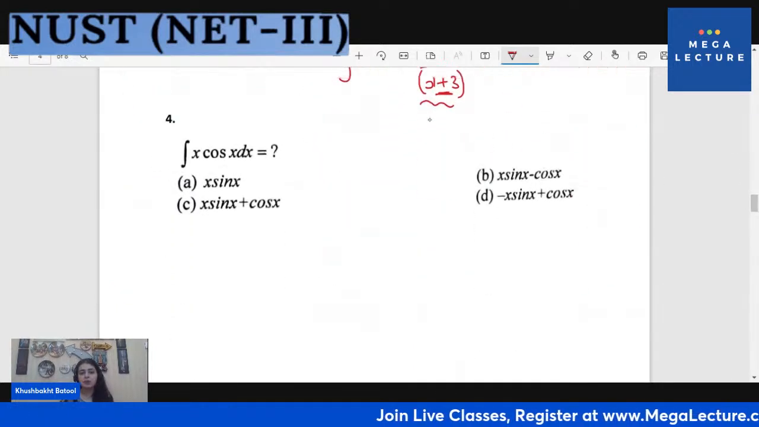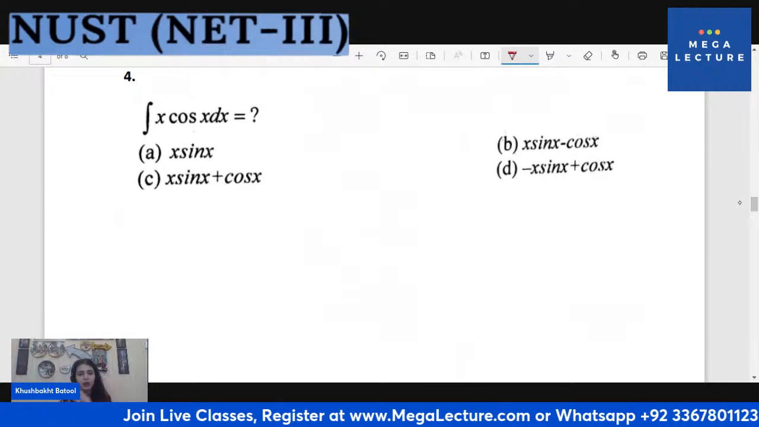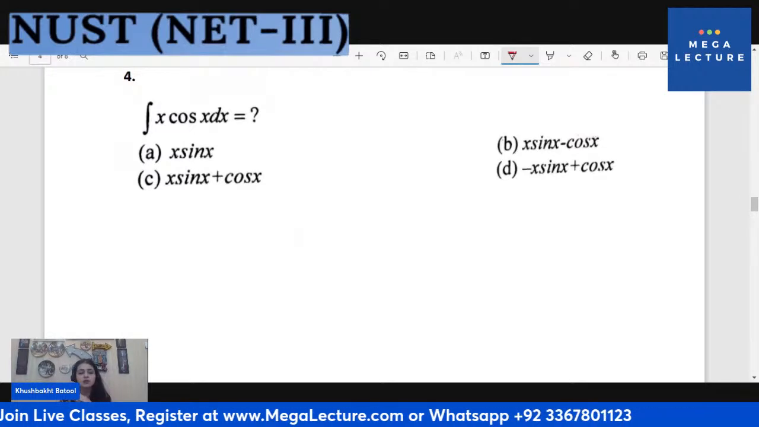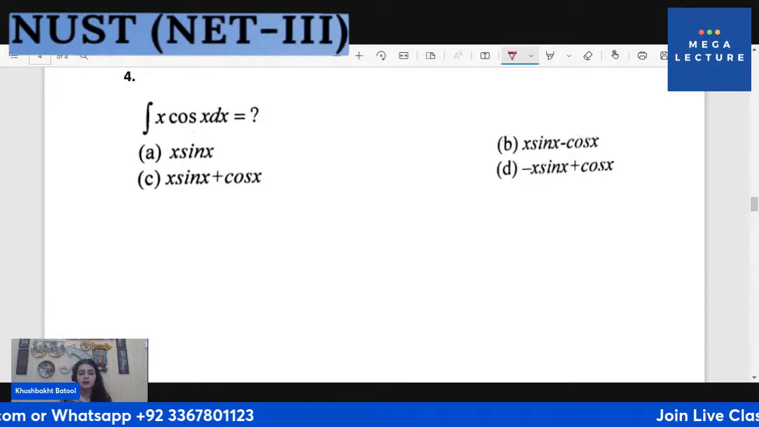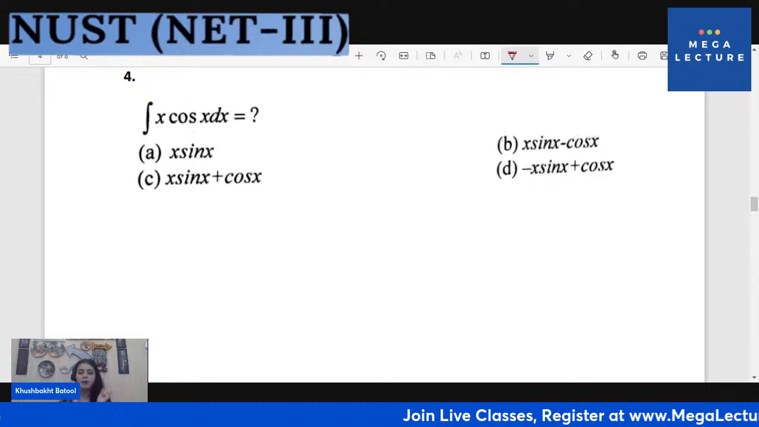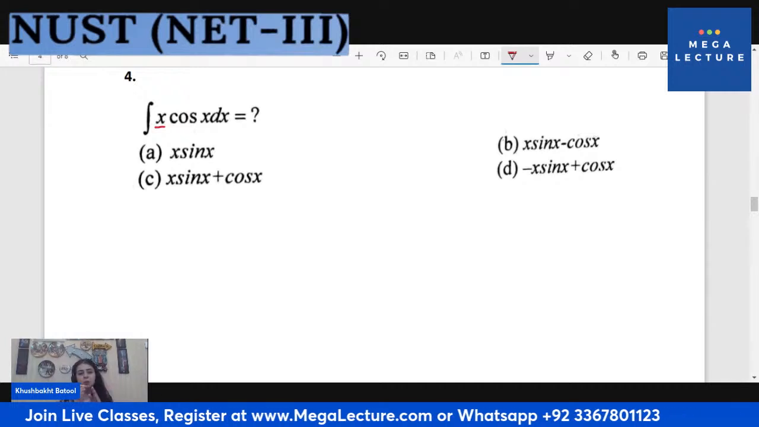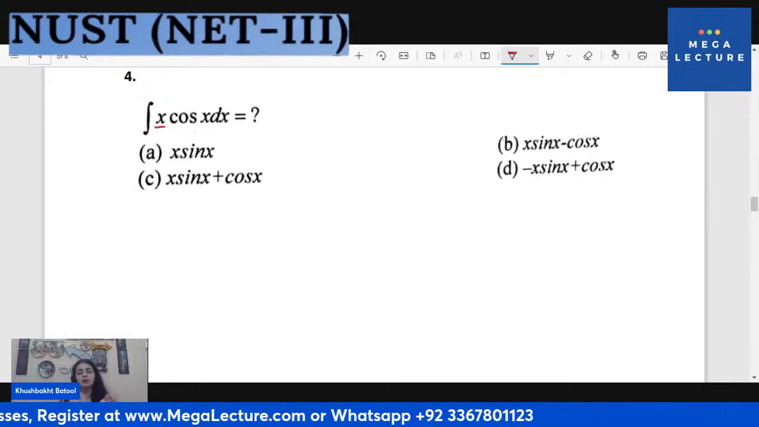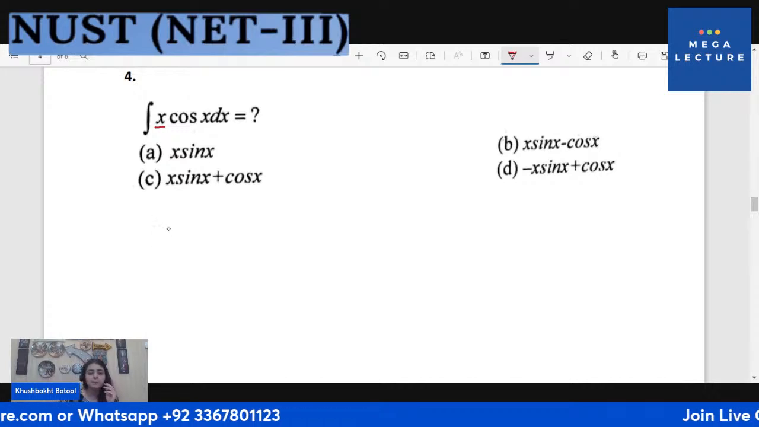Okay. Then we have the fourth question, and it is the integration of x cos x with respect to x. Now you have x and cos x and they're being multiplied. You need to integrate it, right? How do we integrate it? The integration is going to be by parts in this case. So what do we do? First function comes as it is, integration of second one, minus integration sign, integration of second one, derivative of the first one. I'll explain it to you, do not worry, okay?